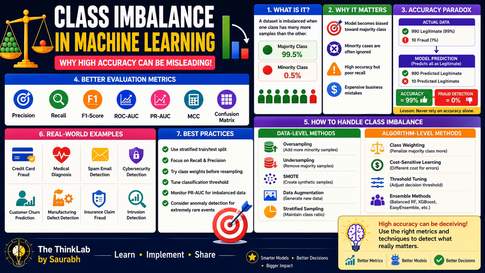So let's summarize today's discussion. Class imbalance is one of the most challenging problems in real world machine learning. High accuracy can be misleading. The right evaluation metrics are far more important than accuracy alone. Techniques like SMOTE, class weighting, oversampling, undersampling, threshold tuning, and ensemble learning can significantly improve model performance. Ultimately, the goal is not to build an accurate model, but to build a model that can accurately identify the cases that matter most.